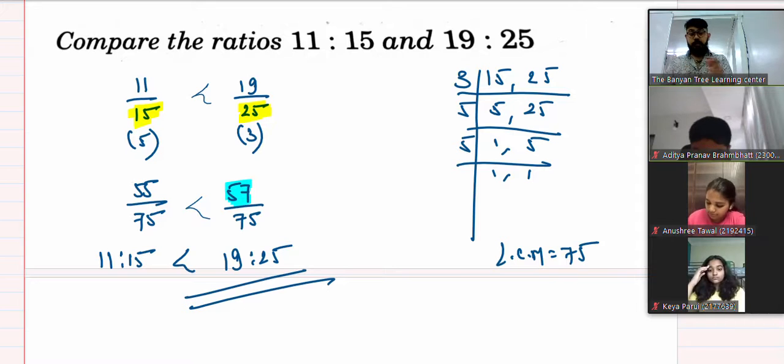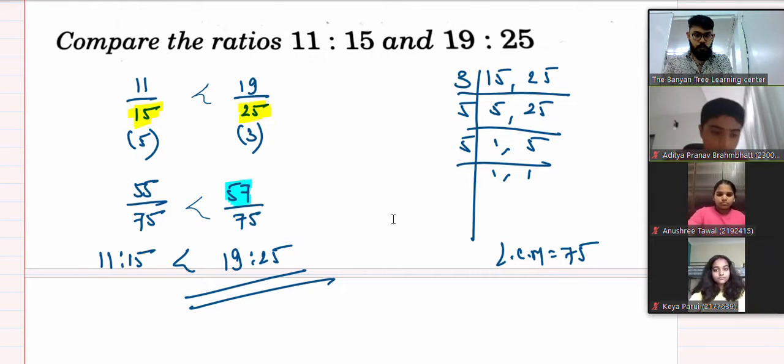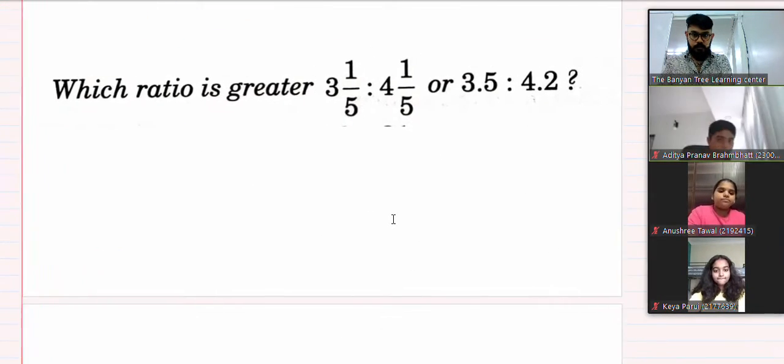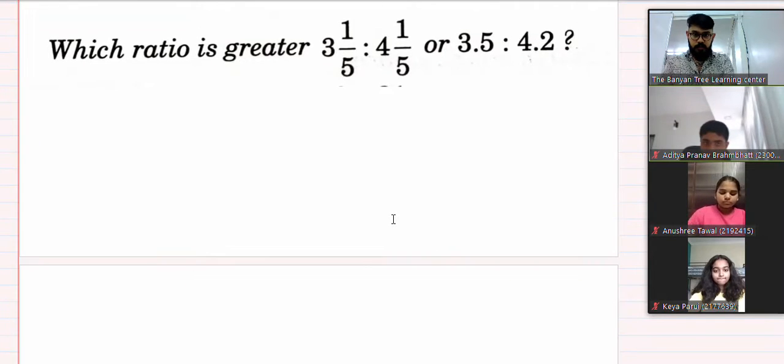So ऐसे तुम कितने भी रेशियोज को कंपेयर कर सकते हो, but you need to do what I told you to do. और नेक्स्ट क्वेश्चन तुम्हारे लिए, and I'm going to give you some time to solve it, but remember this method which I just taught you. नेक्स्ट क्वेश्चन तुम कर सकते हो आराम से, कोई प्रॉब्लम नहीं है उसमें. Everybody noted it down? Yes. Cool. This is to be done by you. Let's see if you can nail it or not.